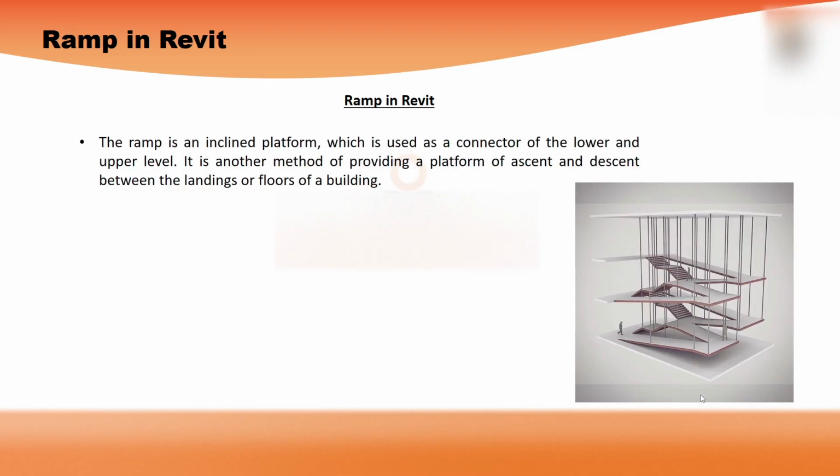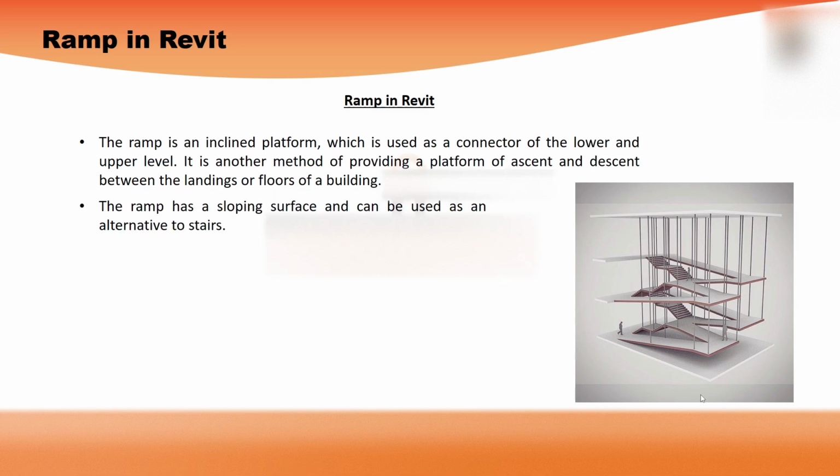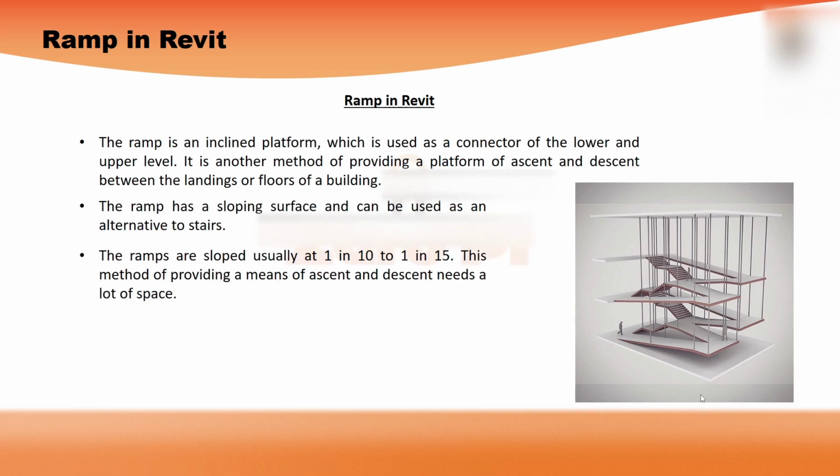Welcome back. In this video, we will see what a ramp is in Revit. Basically, a ramp is an inclined platform which is used as a connector of the lower and upper level. It is another method of providing a platform of ascent and descent between the landings or floorings of a building. The ramp has a sloping surface and can be used as an alternative to stairs.